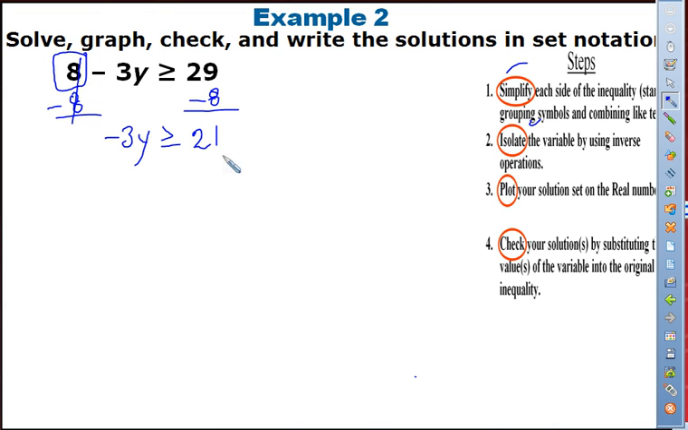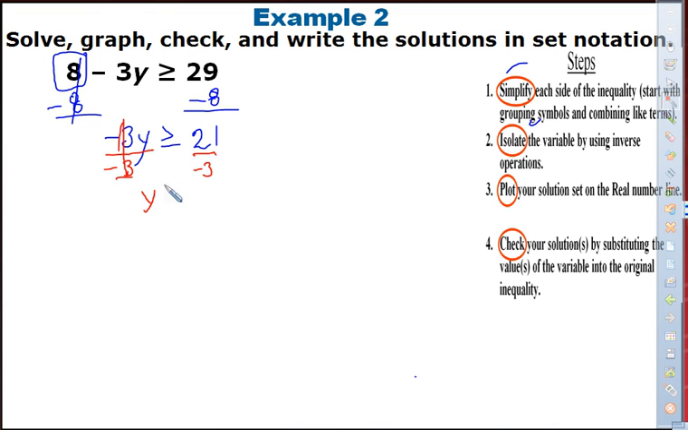Okay, let's see. From there, the negative 3 is multiplying. So what is the inverse? Divide by negative 3 on both sides. Negative 3 divided by negative 3 is 1. 1 times y is y. Since we divided by a negative, what happens to the symbol? It flips. There it is. 21 divided by negative 3, that's negative 7. Hands up if you got that.